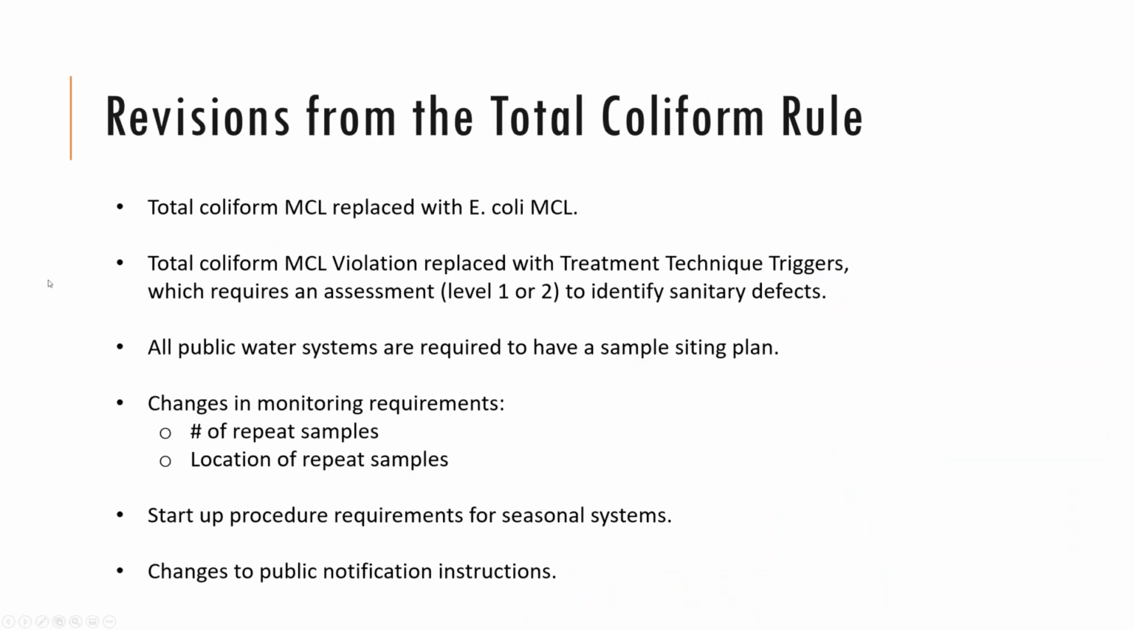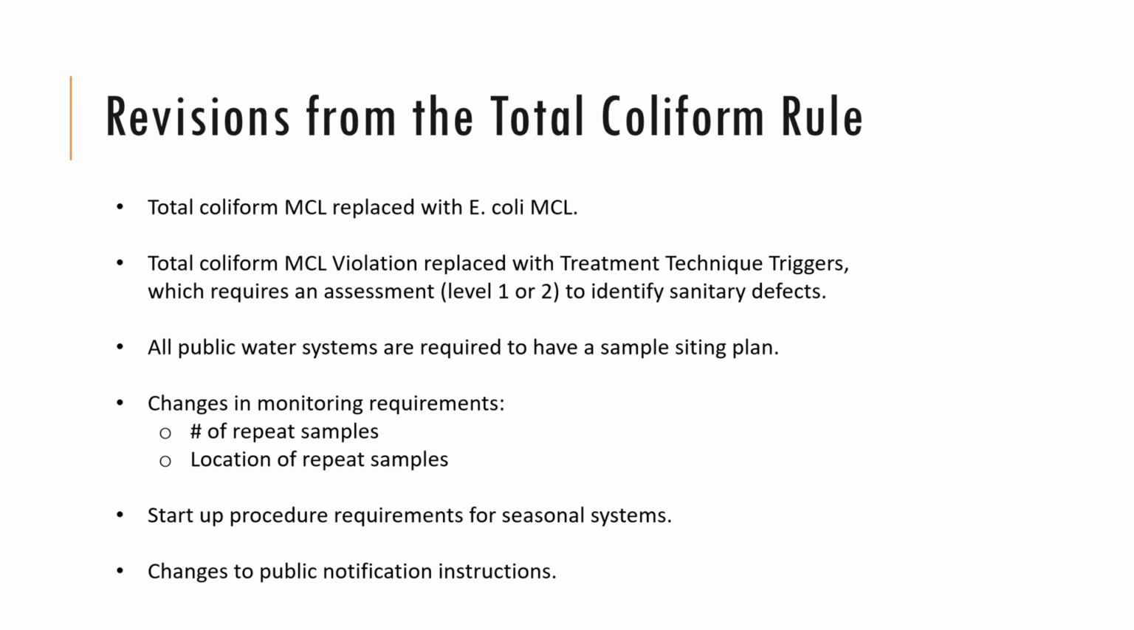So let's go into more details of what changed between the RTCR and the TCR. Originally, the TCR had an MCL for total coliform, fecal coliforms, and E. coli. And depending on the occurrence of those bacteria, there was a total coliform MCL violation. The RTCR now has removed the MCL for total coliforms and fecal coliforms and set an MCL for E. coli only. I'll get into the reason for this in the next slide when we go over more of the other resources that I compiled.